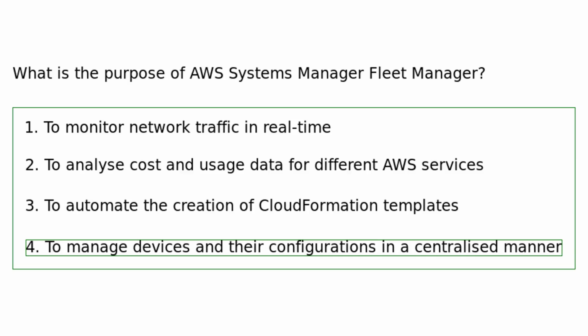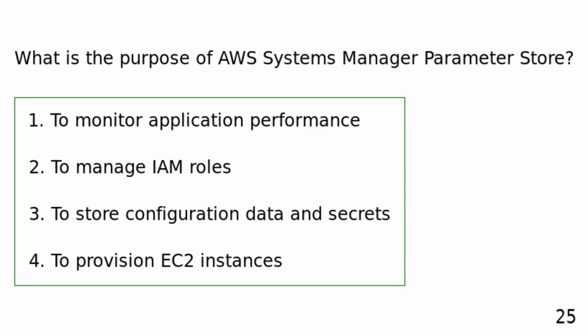AWS Systems Manager Fleet Manager is used to manage IoT devices and their configurations in a centralized manner, making it easier to provision, monitor, and manage fleets of devices. What is the purpose of AWS Systems Manager Parameter Store? To monitor application performance. To manage IAM roles. To store configuration data and secrets. To provision EC2 instances.